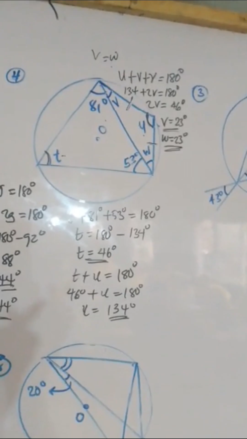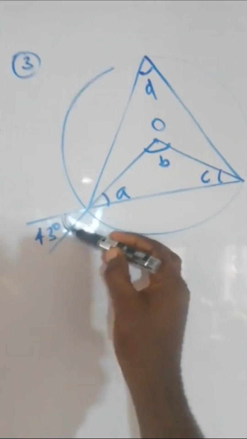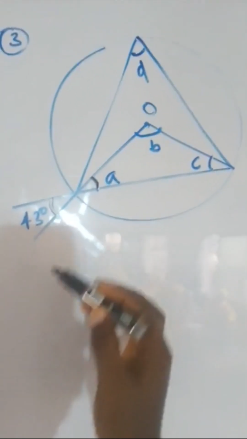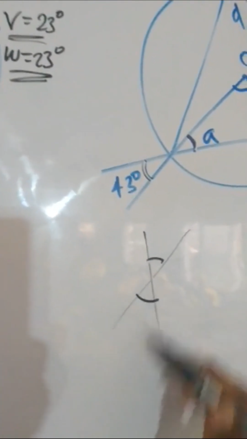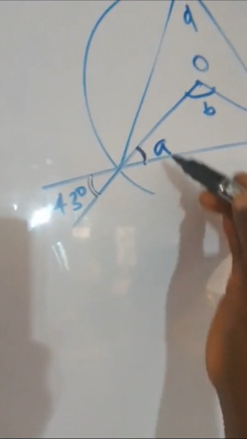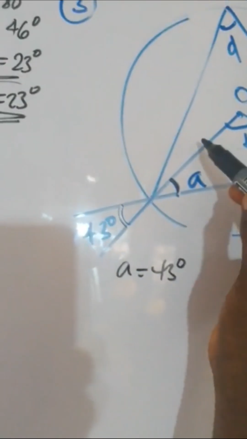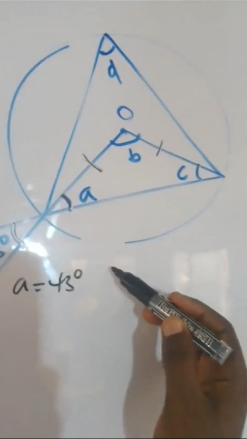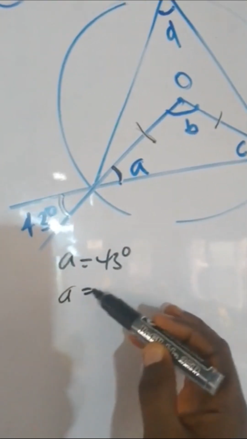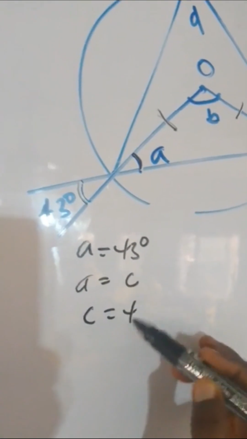For the fourth question here, in this diagram, obviously these two angles are equal because they are vertically opposite. Anytime you have two lines crossing each other, this angle here and this one must be what? Equal. Obviously, A equals 43 degrees. When you check, this is a radius, this is a radius. So definitely A and C must be equal. A equals C. So since A is 43, what is C?